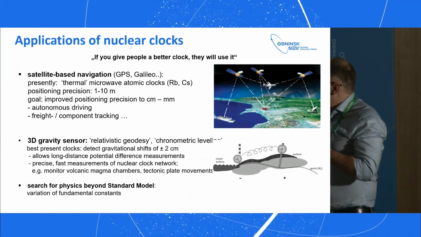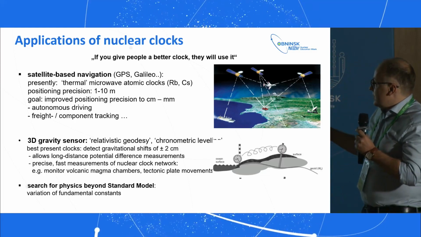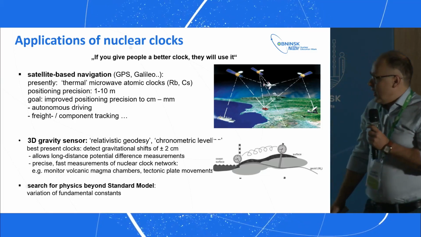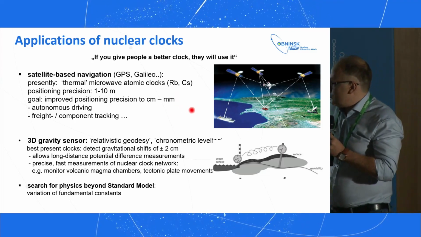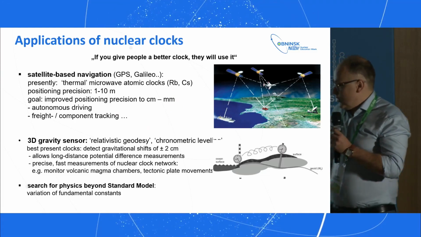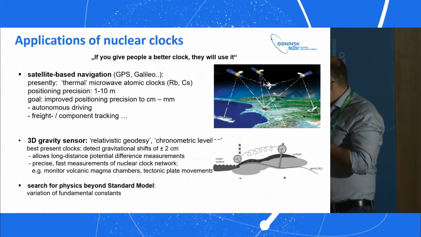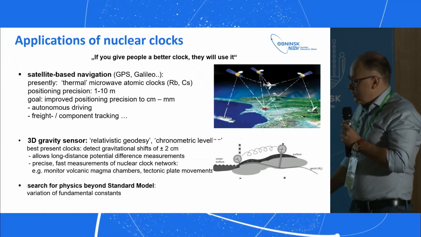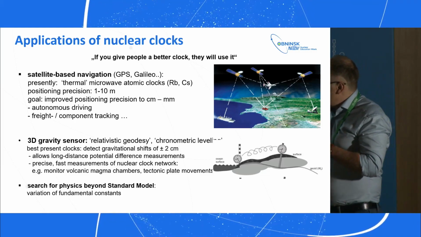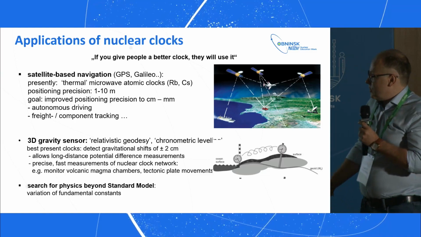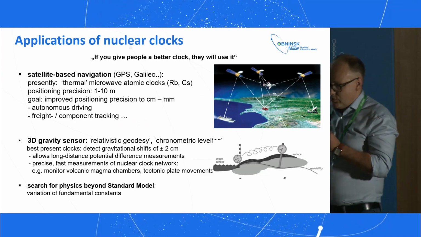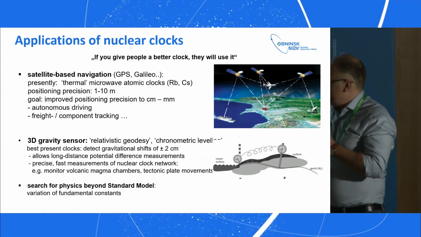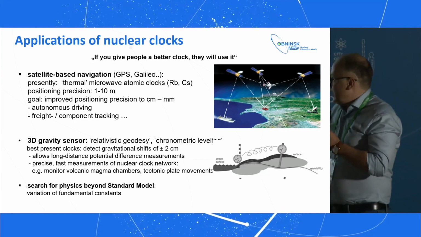Let me give a small overview about the applications of the nuclear clocks. So far, our GPS technology is based on atomic clocks, and its accuracy reaches 1 to 10 meters, which is somehow limited by the accuracy of the atomic clocks. If we develop the GPS technology on nuclear clocks, the accuracy will be in the centimeter to millimeter range, which allows us to make autonomous driving, freight, and companion tracking.